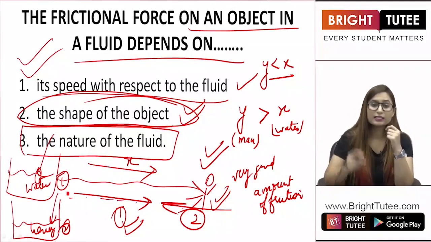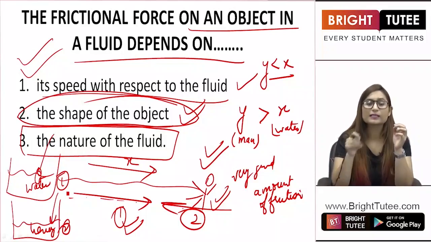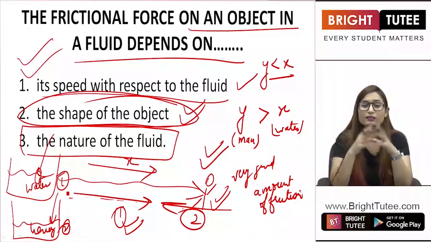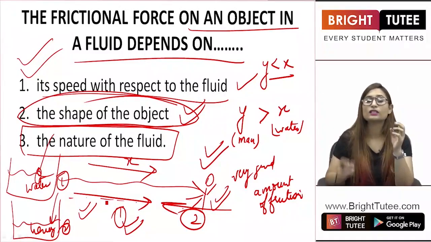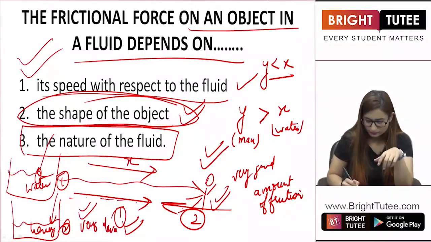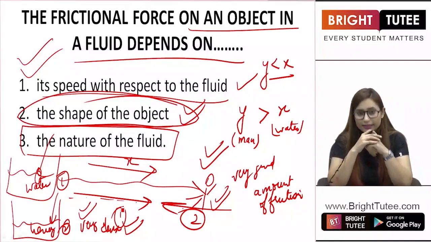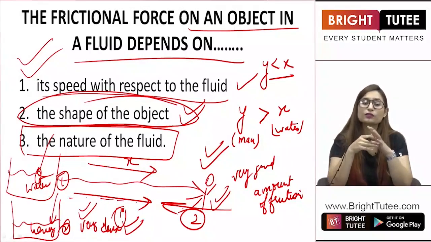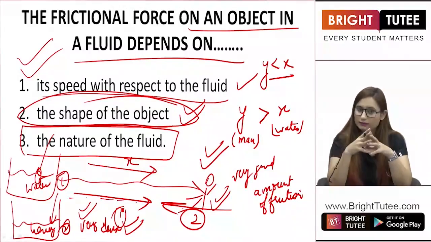When you introduce the same spoon in honey, it will be very difficult for you to move that spoon at the same speed because the honey provides much more friction. So it also depends upon the nature of the fluid. As honey is very dense, it is very difficult to move that spoon in honey, right? But it is easier to move the spoon in water because the water is less dense, right?